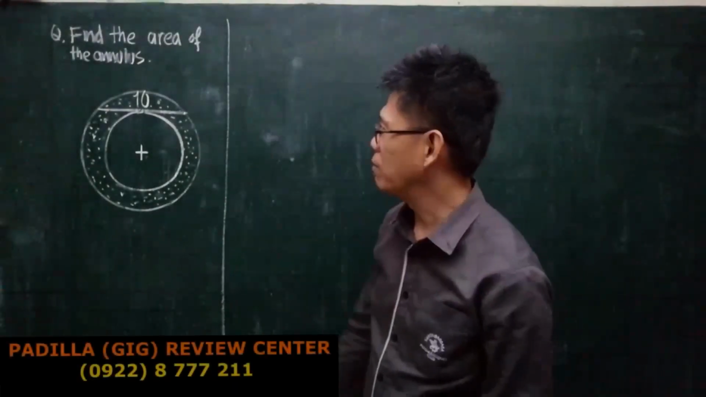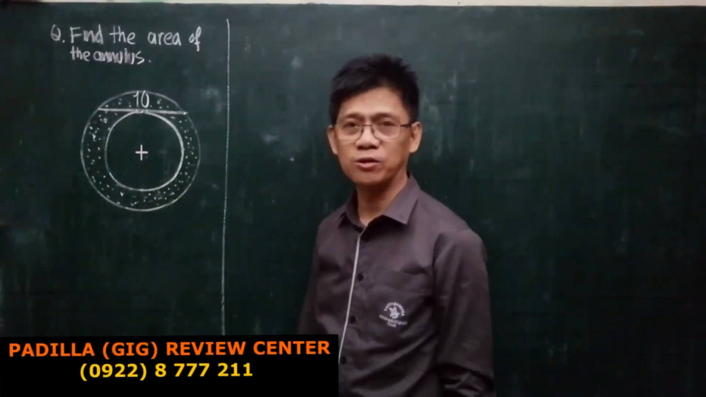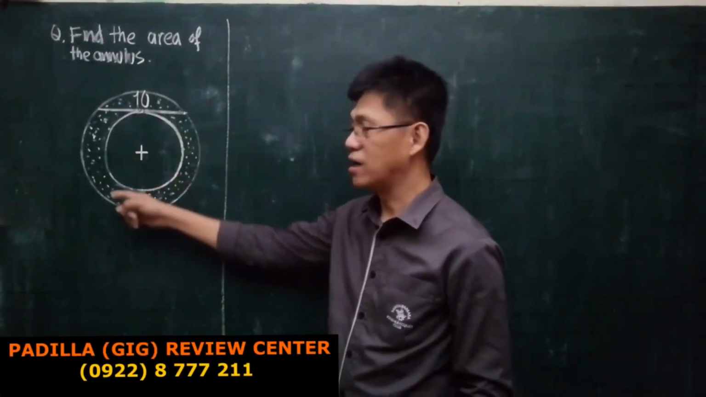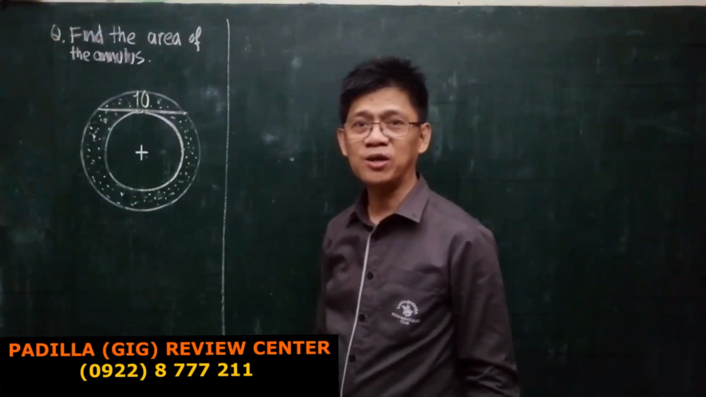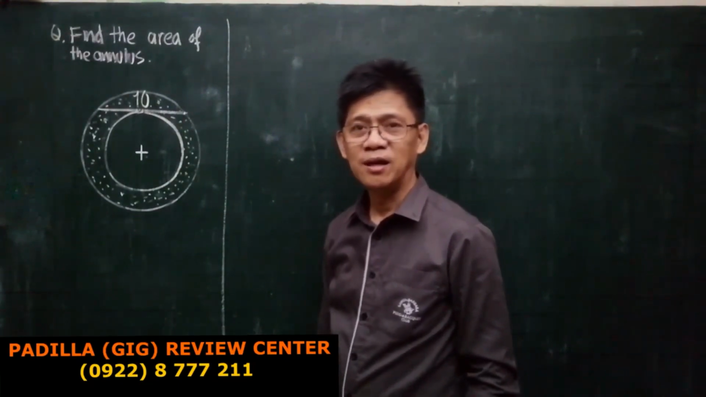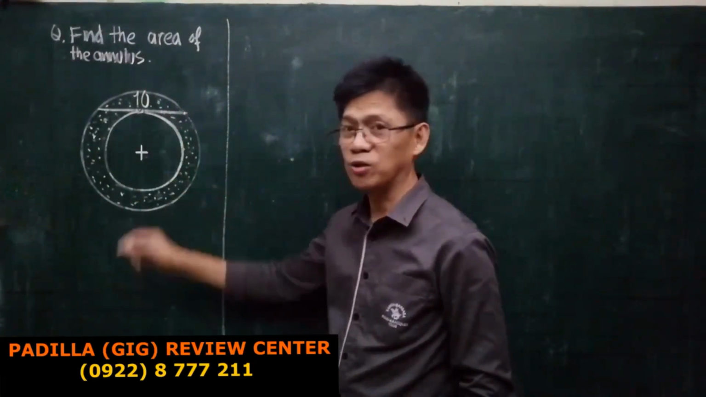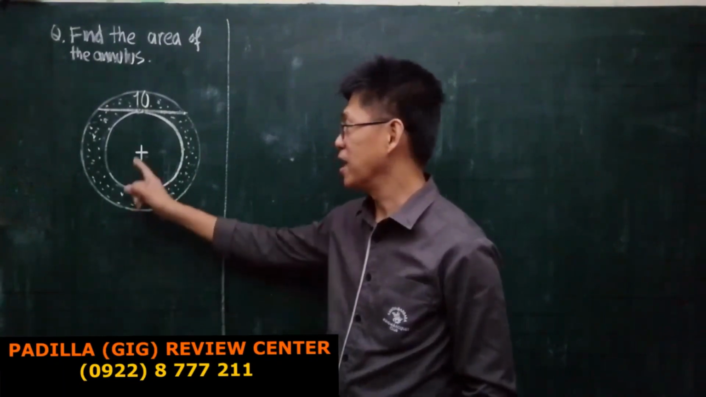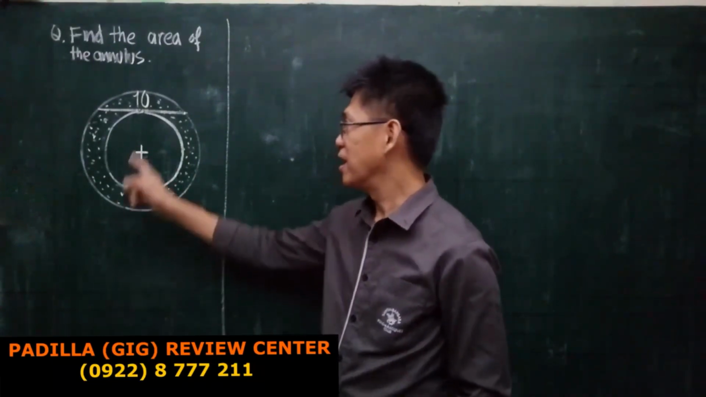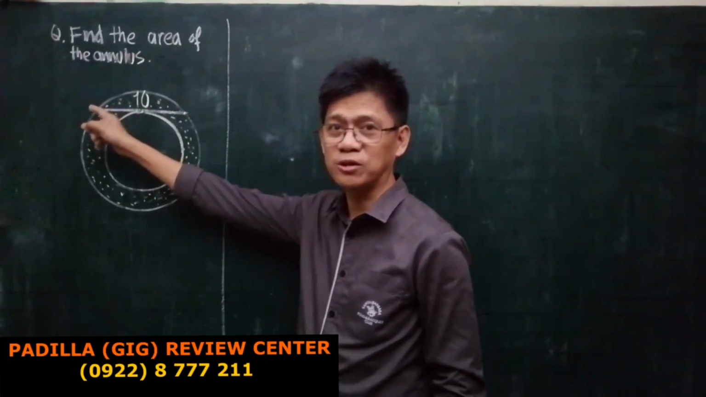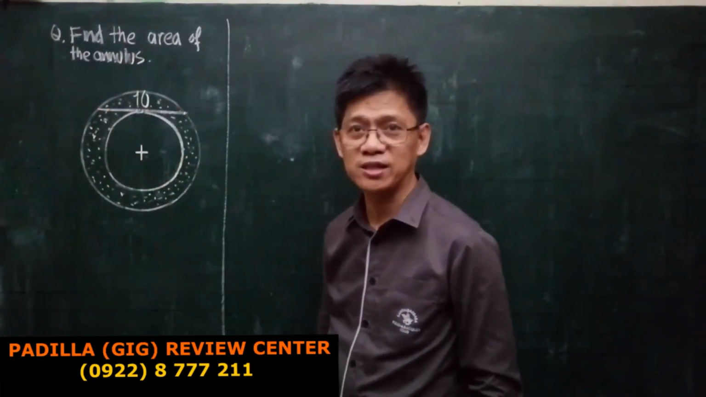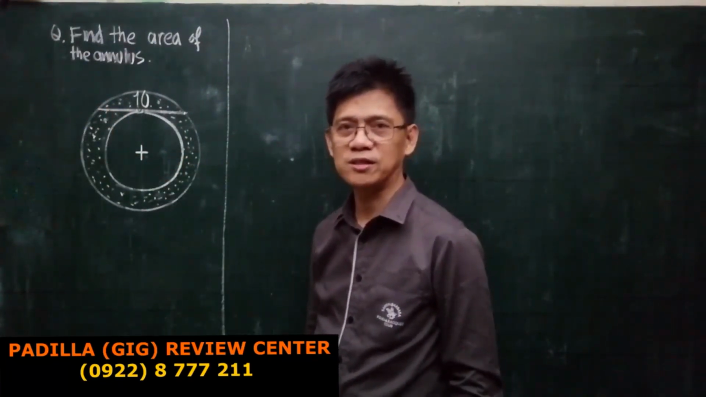This time, we have two concentric circles. We are asked here to find the area of the annulus. The area of the annulus is the area bounded by two concentric circles. Concentric meaning they have the same center, and having a chord of the big circle tangent to the small circle whose length is 10 units.